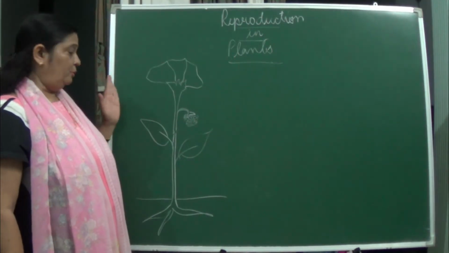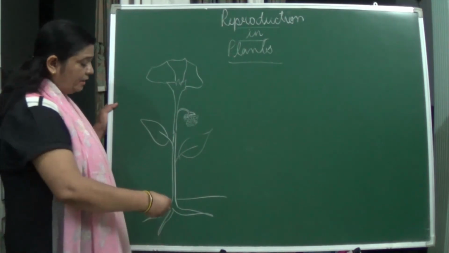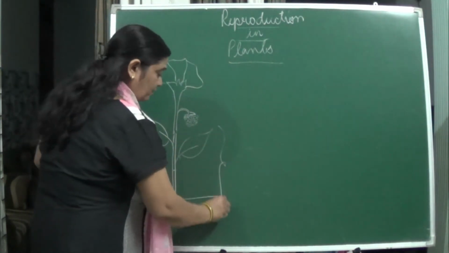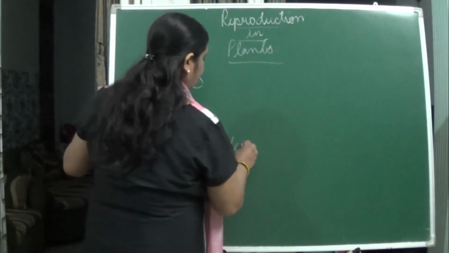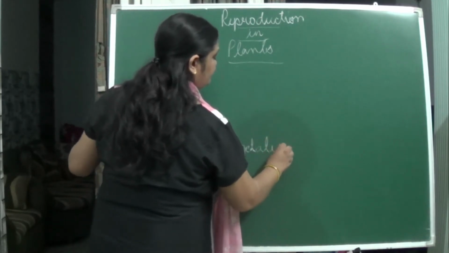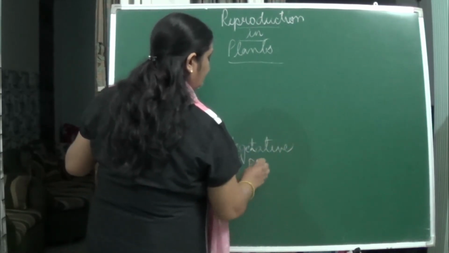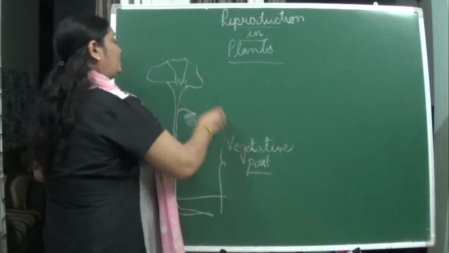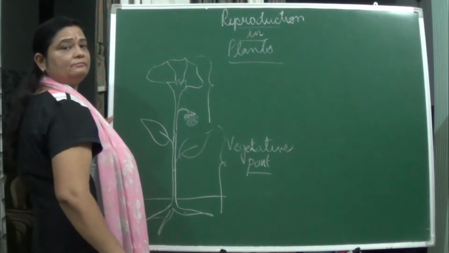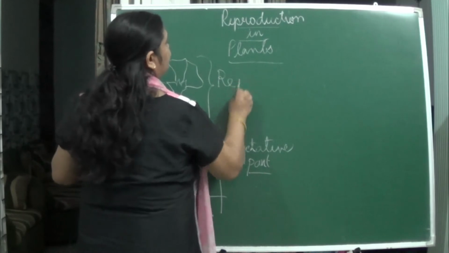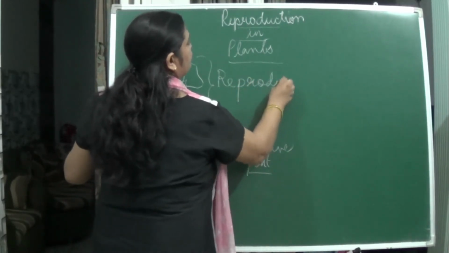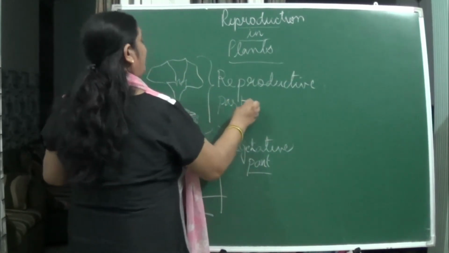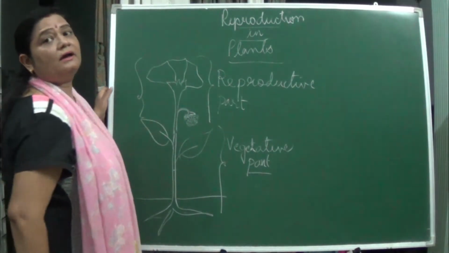Now, coming to some more details, beta. When we are talking about these roots, these stems, these leaves, they are known as what? Vegetative parts of the plant. Okay. And what is this flower? It is the reproductive part of the plant. It basically participates in reproduction.